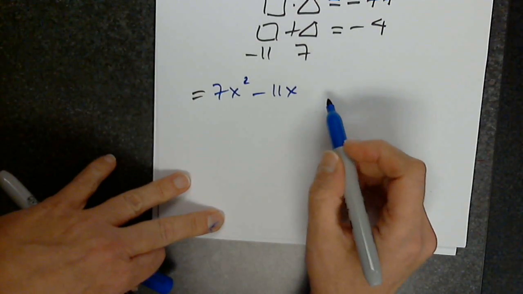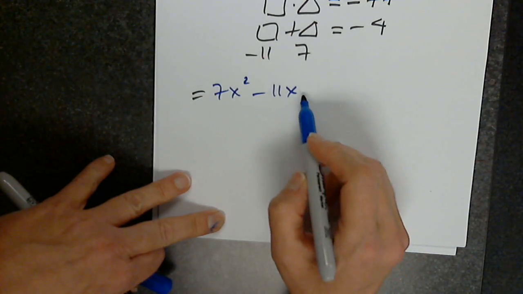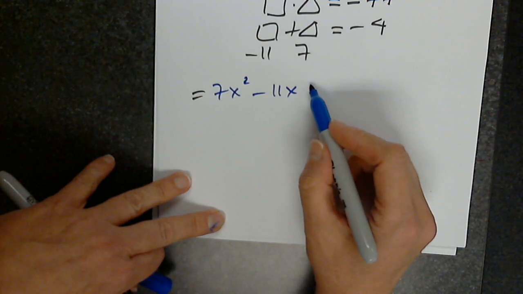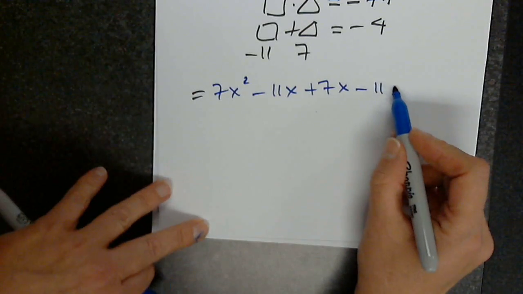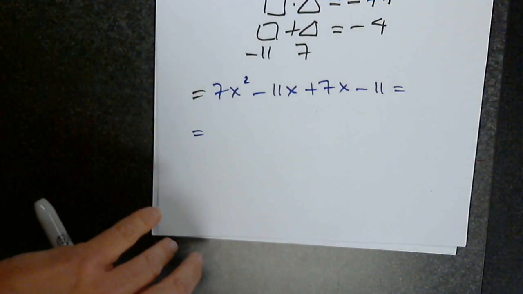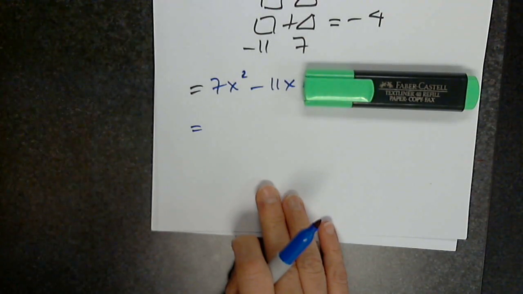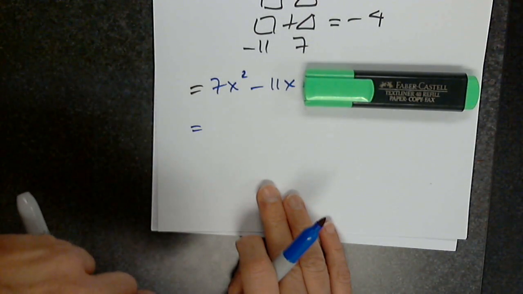So you will write 7x squared minus 11x minus 4. If I do write 4x, I will not get negative 4. Plus 7x and minus 11. Good. So now from the first two. Careful. If you wrote it the other way, don't erase it. Continue like that. You'll get the same answer. I promise you.